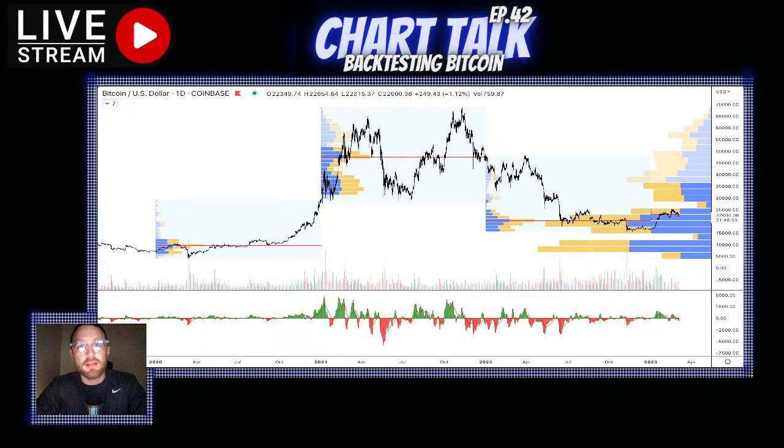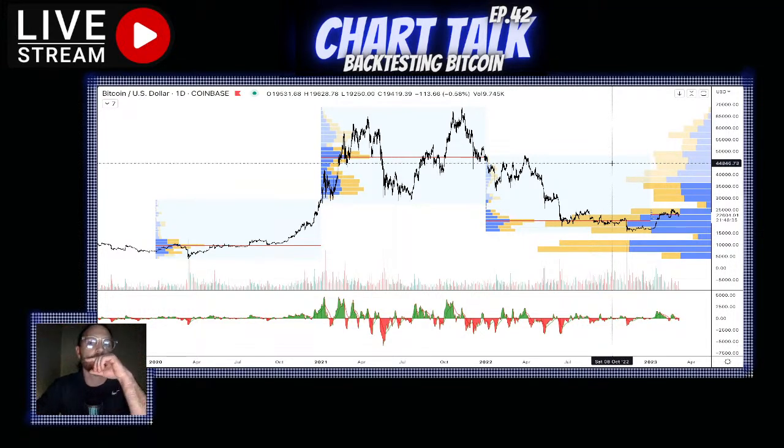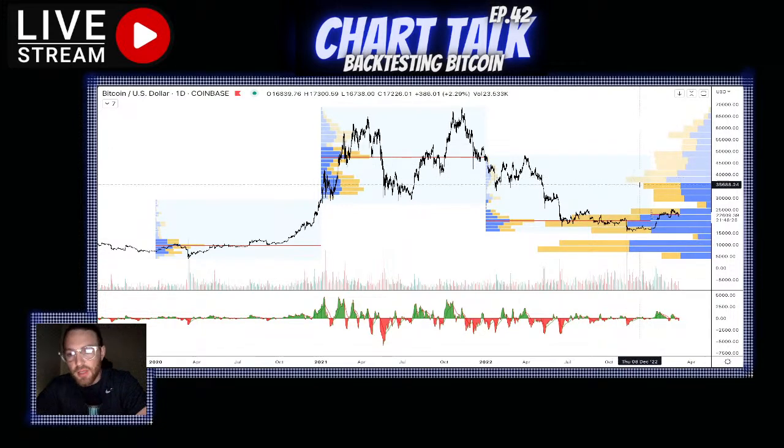Doing a little bit of backtesting on Mr. Bitcoin today. Haven't quite decided if I want to do these higher time frames or stick to lower time frames. Most likely just going to stick to these lower time frames. I like to find areas. And today there is a possible trade on Bitcoin I'm going to talk about here in a second.